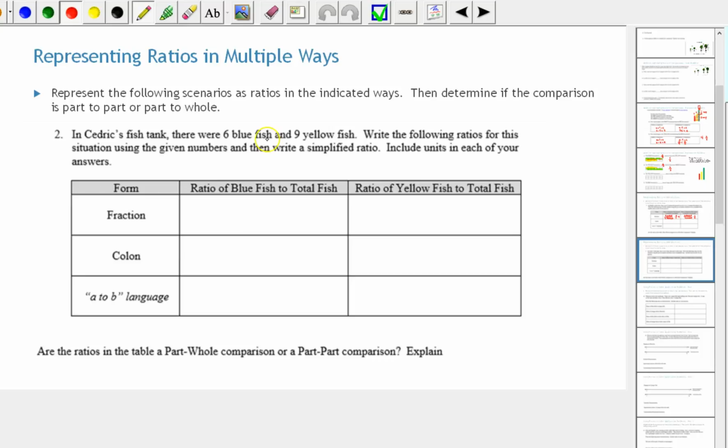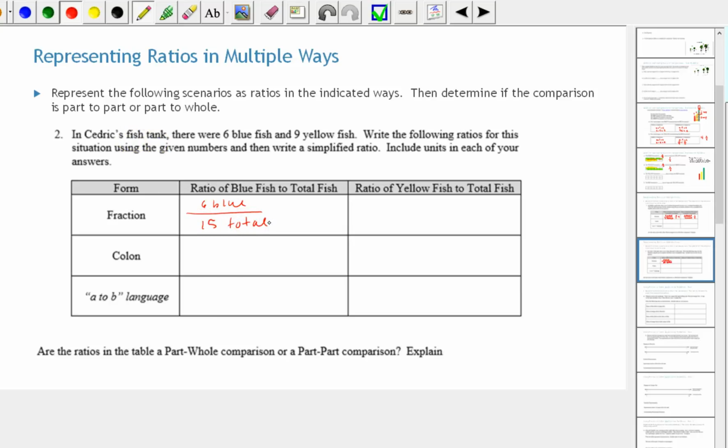In this one we have 6 blue fish and 9 yellow fish. Okay, write the ratios, then write a simplified ratio. So blue fish to total fish and yellow fish to total fish. Okay, so just something that I'm going to bring up throughout this because I really struggled with writing this. In this case there were 6 blue fish and 9 yellow fish, so the total number of fish is 15 fish. Okay, so blue fish, we'll say 6 blue to 15 total.